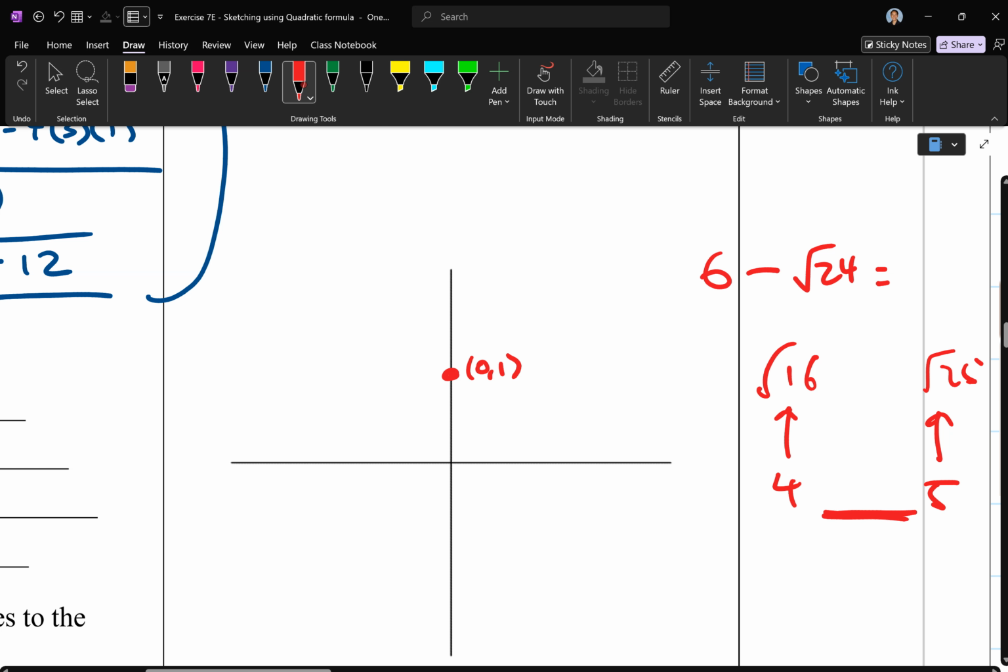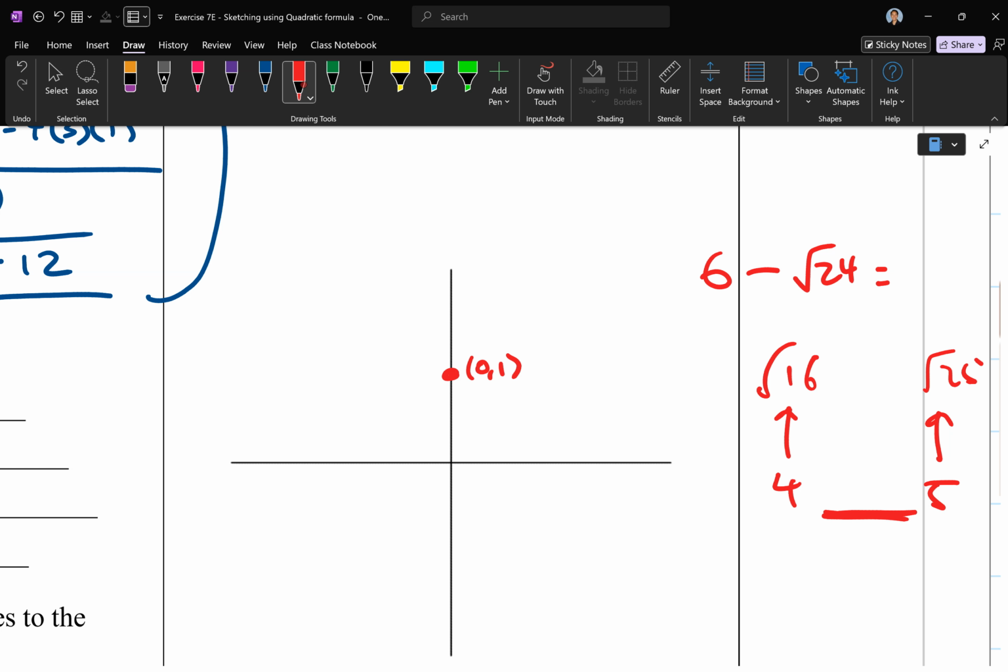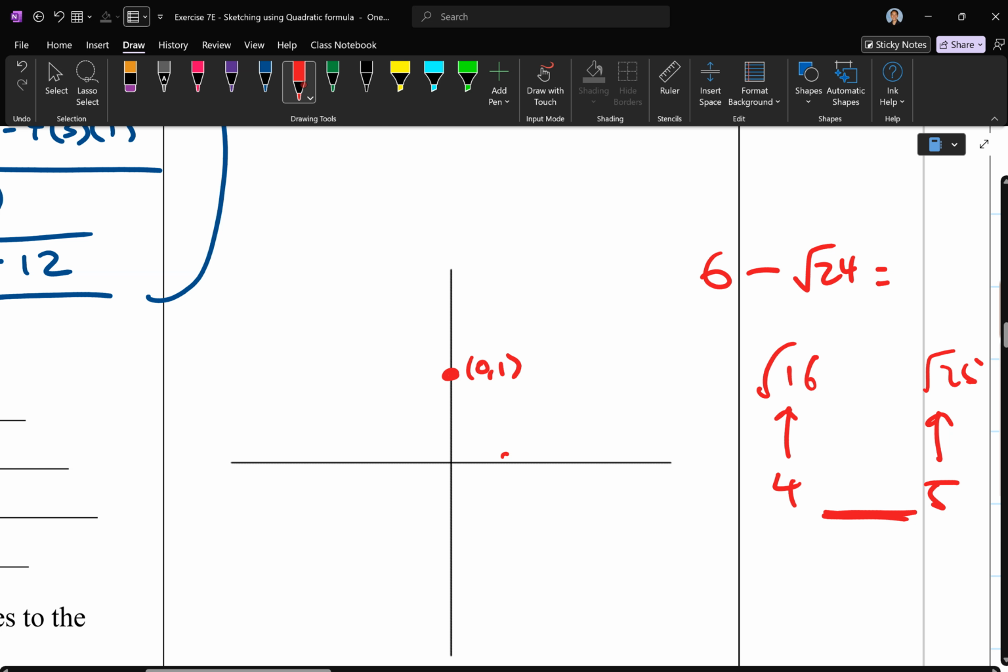Now, if I said 6 minus 4 point something, is that still a positive number or negative number? Still positive. Yeah, 6 take away 4 is still a positive number, right? And then, so if you write it down, you've got either 2 points here. You got 6 minus root 24 on 6. And the other one was 6 plus root 24 on 6.